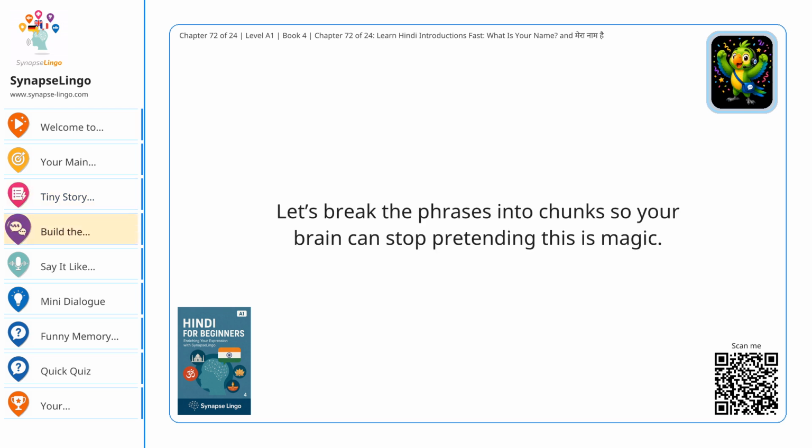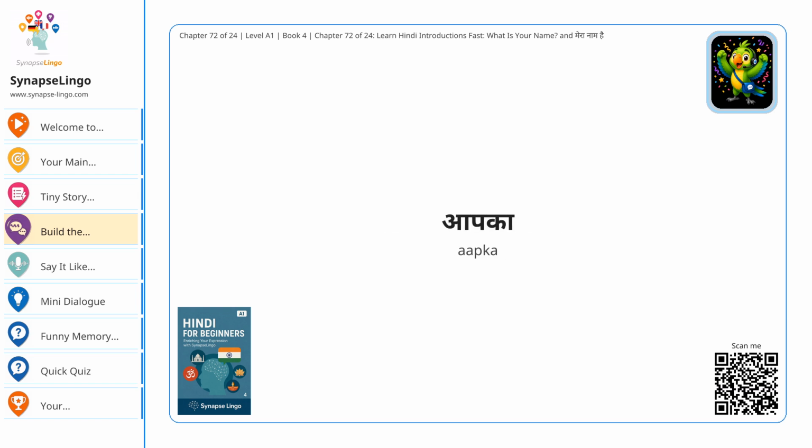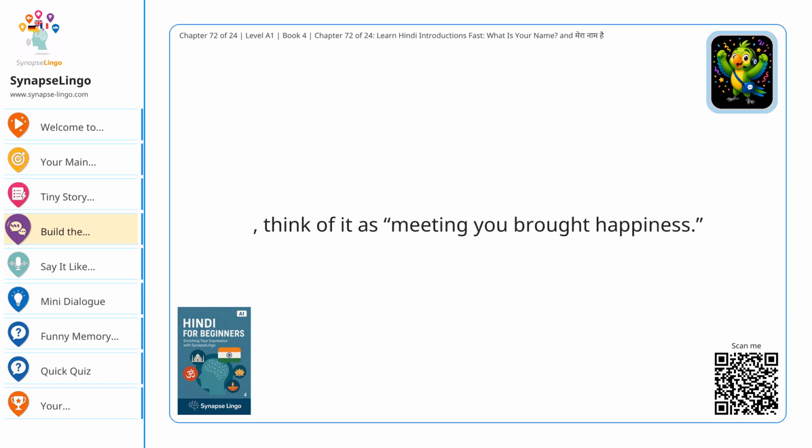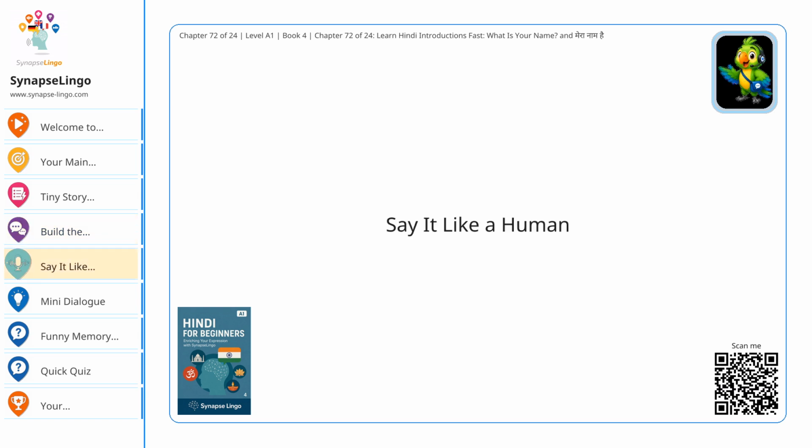Build the meaning. Let's break the phrases into chunks so your brain can stop pretending this is magic. In आपका नाम क्या है? आपका means, your. नाम means, name, and क्या है? means, what is. In मेरा नाम है, मेरा means, my. नाम means, name, and है means, is. In आपसे मिलकर खुशी हुई, think of it as, meeting you brought happiness. Which is a very poetic way to say, nice to meet you. Say it like a human.